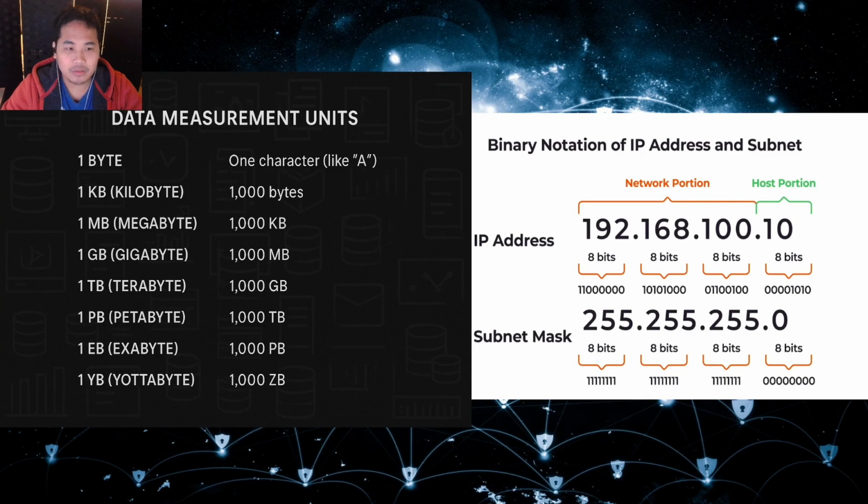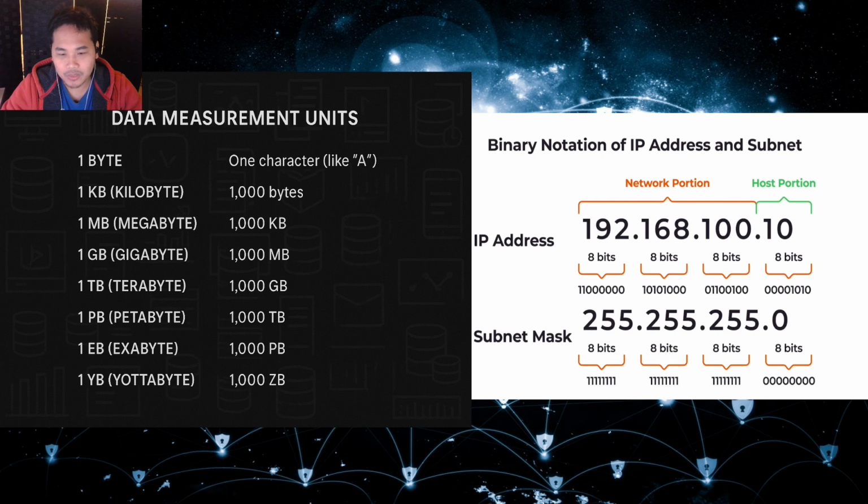Now we can talk about data measurement units, binary notation, and subnetting. IP addresses are just numbers. They are binary underneath. An IPv4 address like 192.168.100.10 breaks into four octets. Each octet is 8 bits.